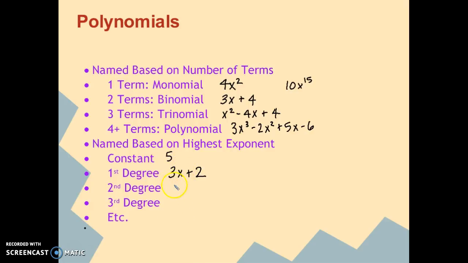A second degree would have an x squared. So the example we used above, x squared minus 4x plus 4, that would be a second-degree polynomial, and so on. So whatever your leading exponent is, your highest exponent, that's how you're going to name it by degree. We're going to focus mostly on naming them based on how many terms they have, whether it's a monomial, binomial, trinomial, or just a polynomial.